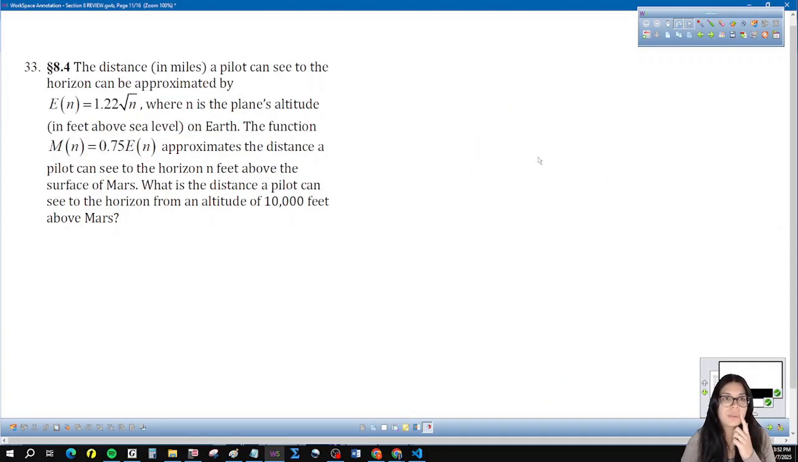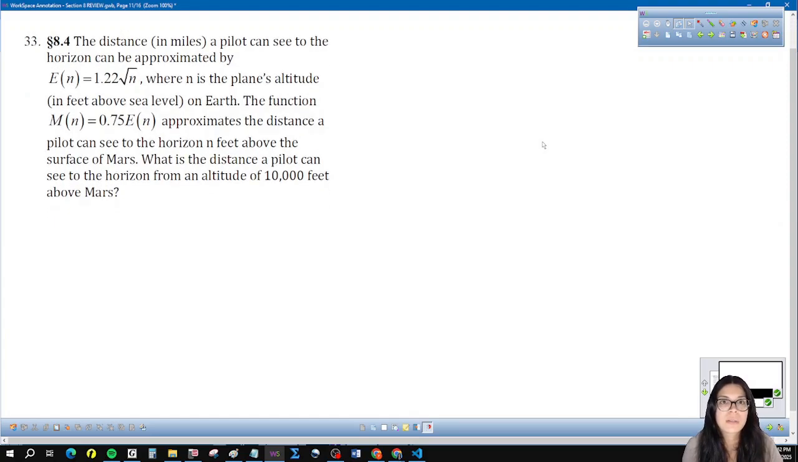Okay. Number 33. Okay, so we have the distance in miles a pilot can see the horizon can be approximated by E of n. And then the function m of n approximates the distance that the pilot can see the horizon on the surface of Mars. Okay, so one is for seeing the approximate distance with Earth, and then one is using the Mars space or the surface of Mars.